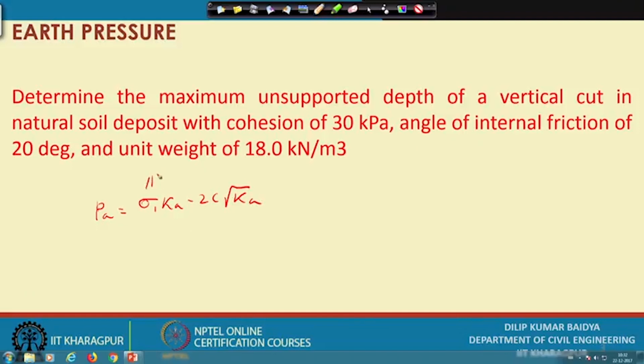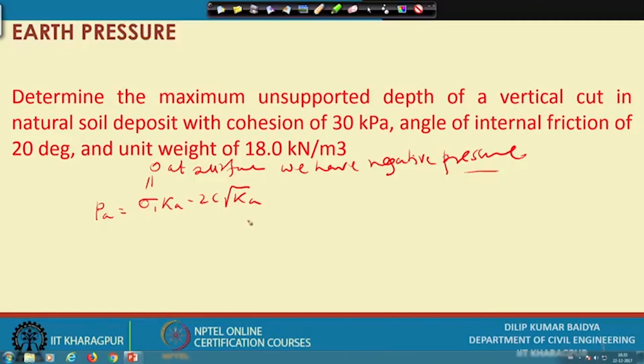When sigma 1 equals 0, which is at the surface, we have negative pressure. Negative pressure means tension, so because of this lateral pressure, separation will take place, and if it is not supported, then it will collapse. During excavation that actually happens. If you exceed a certain depth of excavation, because of this mechanism the soil will fail automatically.